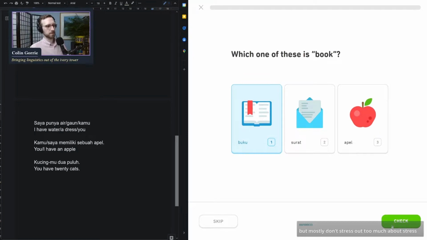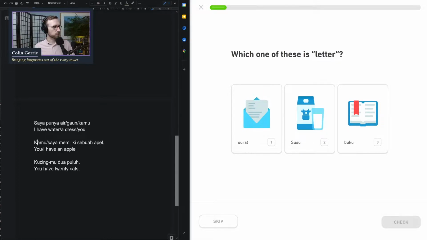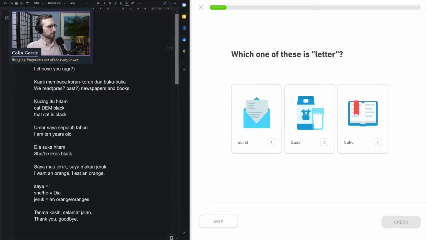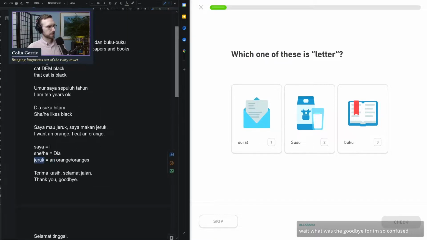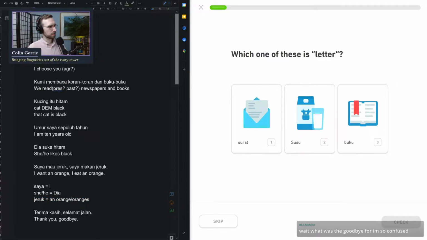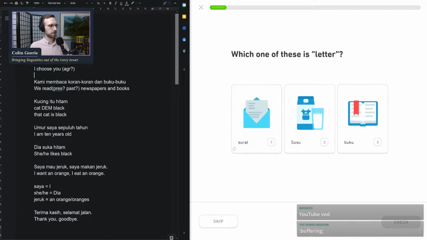Buku. We also had this question of pluralization that came up when we saw buku. We see all over the place that plurals are unmarked, like jeruk, oranges. But here we have buku, marking plural. So yeah, something to ponder. All right, so which one of these is letter?